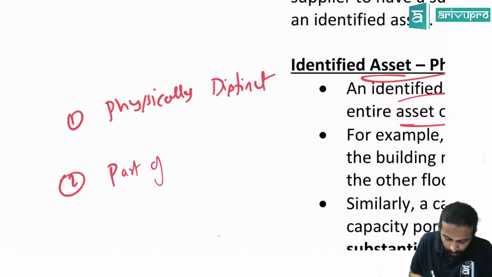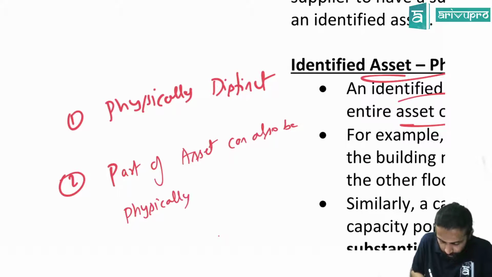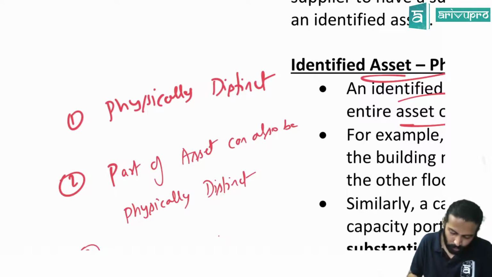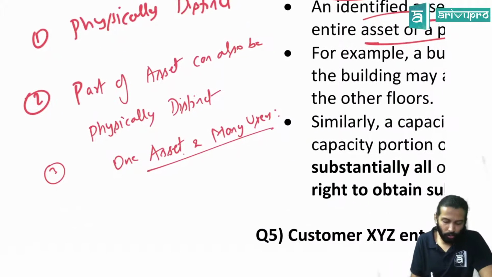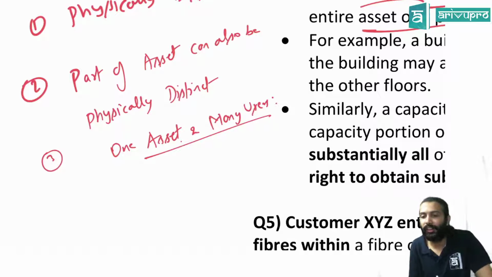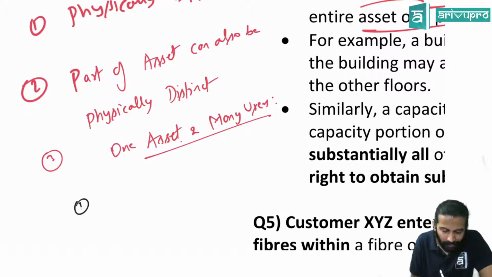Building example. A part of the asset can also be physically distinct, meaning physically separate. Next point we learned: if there is one asset and many users, what will you do? You check which user is using substantially all of the asset's capacity. Correct? And that guy will generally get substantially all the benefits. For that guy, it will be an identified asset. For others, it will not be.